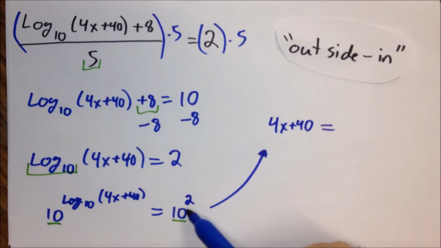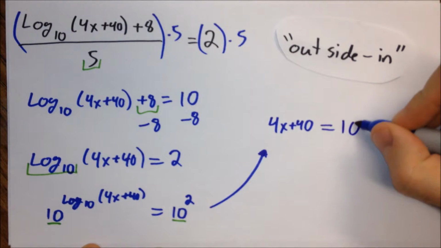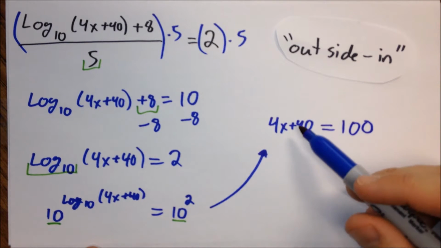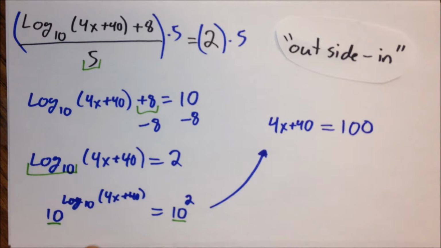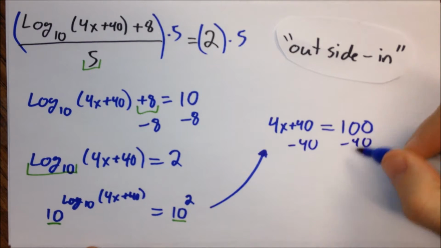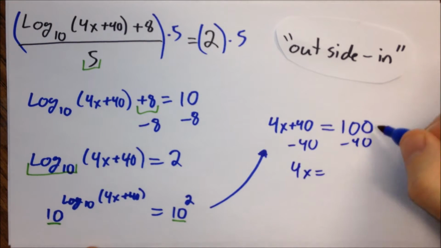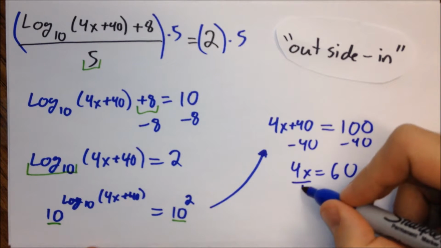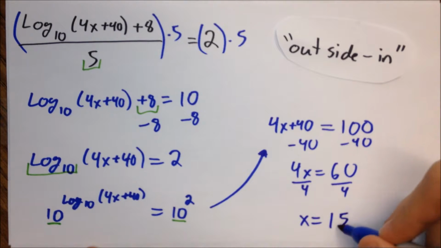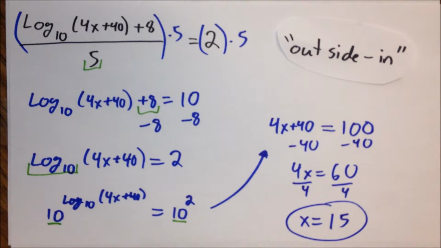On the right side, it's a number that we can calculate. We know what 10 squared is. We've done this a number of times. It's 100. Now at this point, we're down to an equation that looks pretty similar. It's something we've done quite a bit, so I'll go quickly and subtract 40, and we get 4x is equal to 60. Finally, I'll divide by 4, and then we get x is equal to 15.